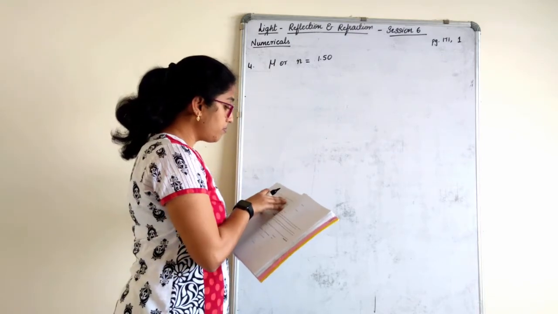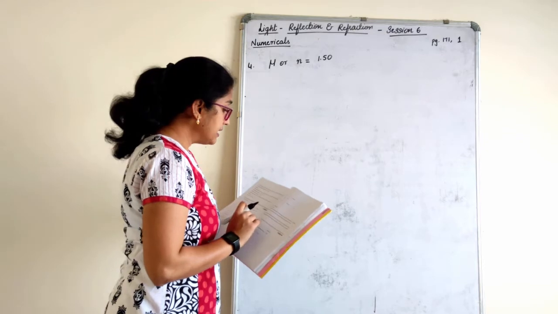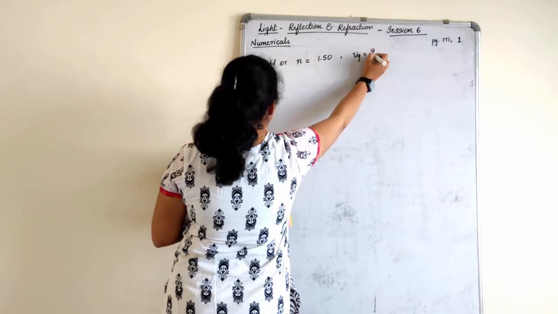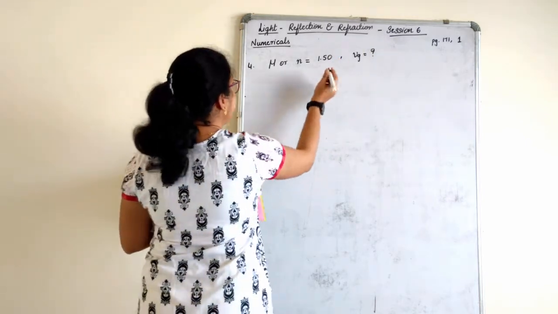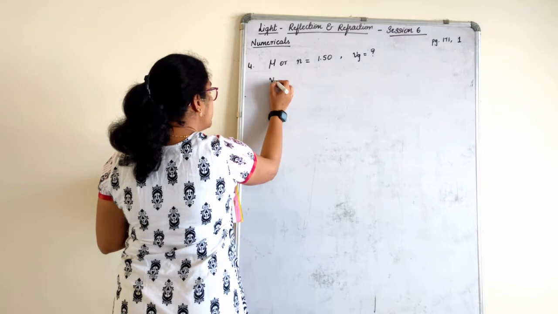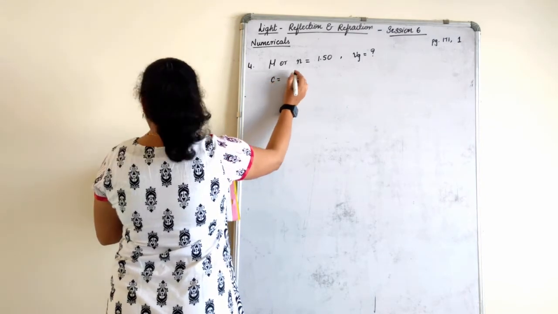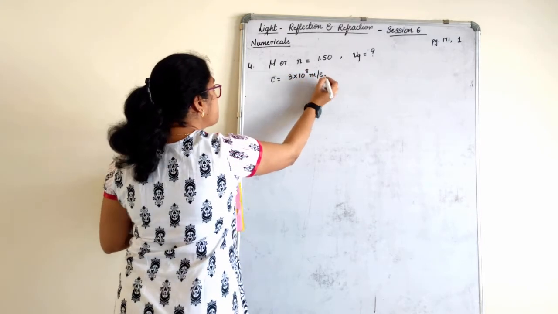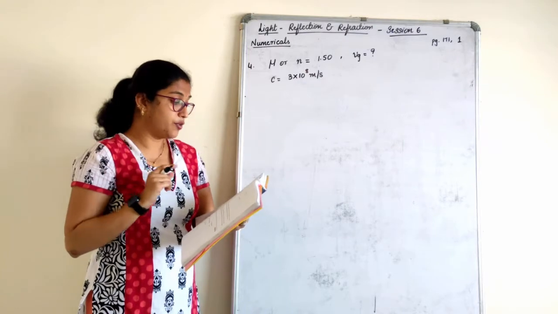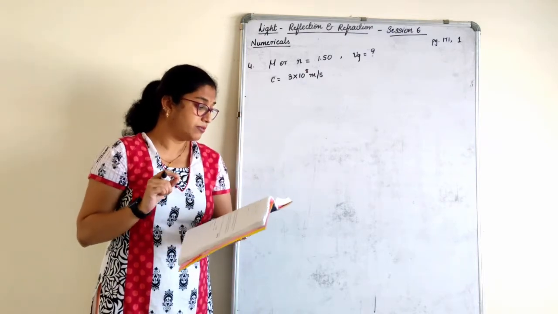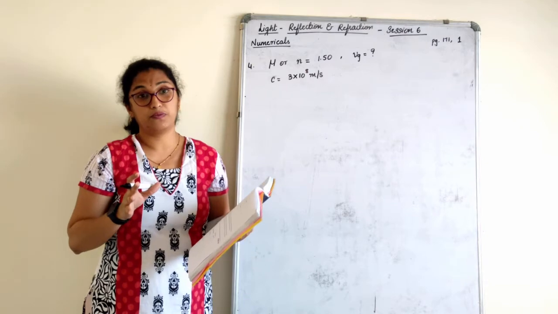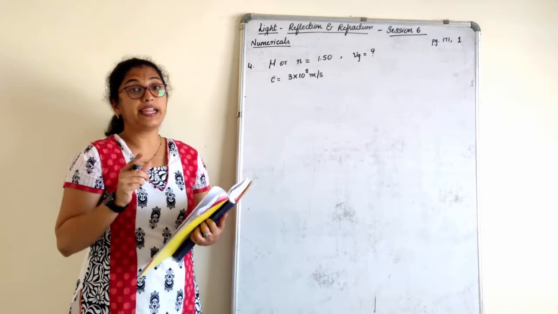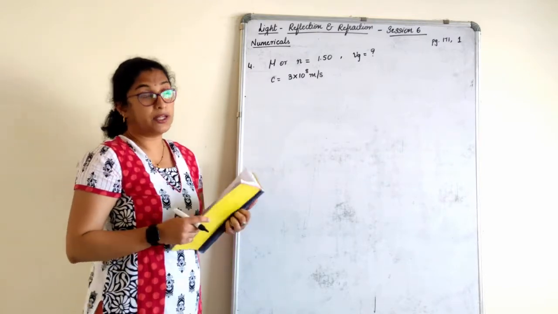What is the speed of light in glass? That is what we have to find. Speed of light in vacuum, you can write as c, is given as 3 into 10 raised to 8 meters per second. The question can also be asked with the medium kept in vacuum. That means you should know the speed of light in vacuum. Sometimes it is given or not given. You should know 3 into 10 raised to 8 meters per second is the speed of light in vacuum.